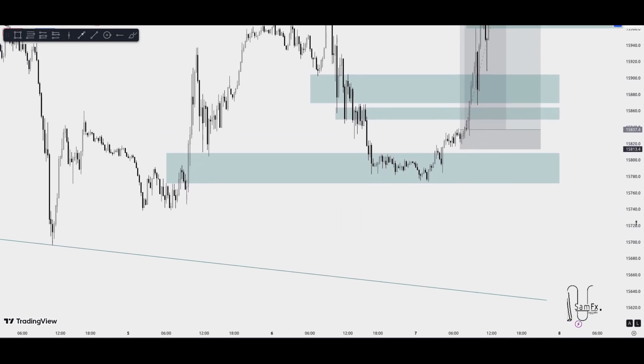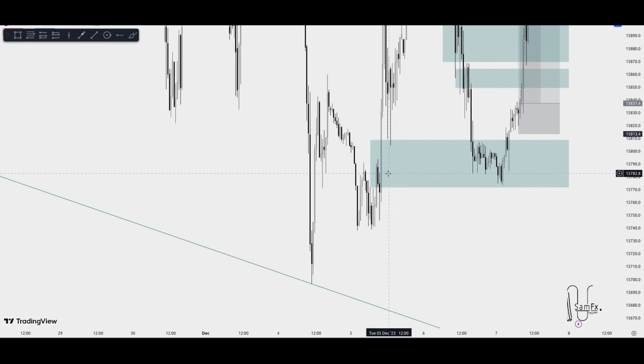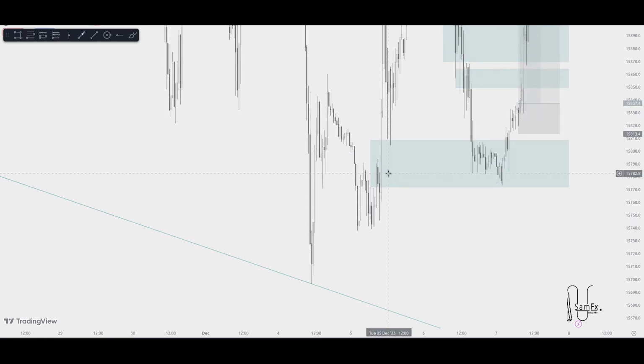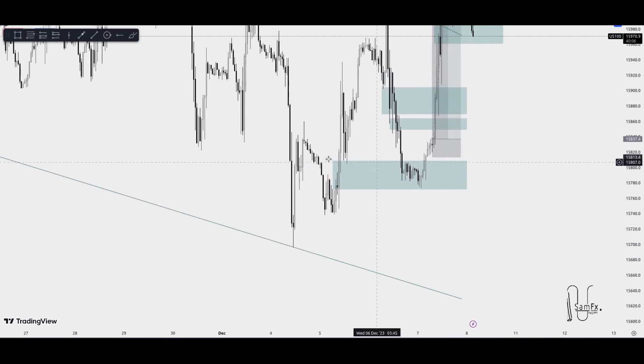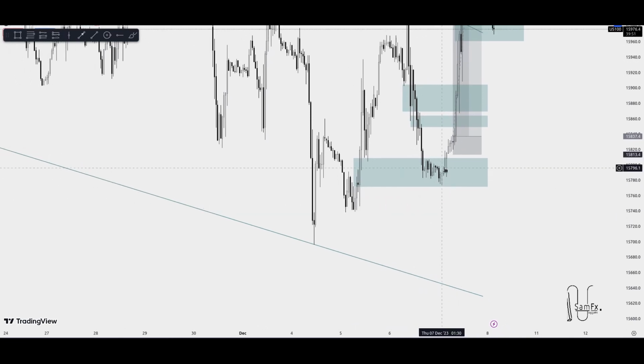So I tried to look for an entry model, came here, saw price dancing around this area, battling up, so I went up again to the 30 minutes. I think it was the 30 minutes, I think the 45 minutes. Yeah, 30 minutes is fine, but I went to the 45 minutes. That's when I saw the change in state of delivery, especially since we're on a significant area like the fair value gap. I saw this CISD, I believe, the change in states of delivery.